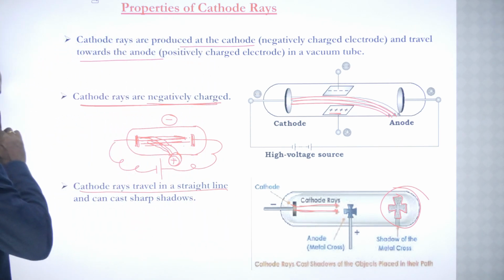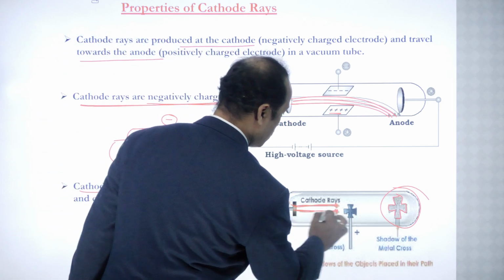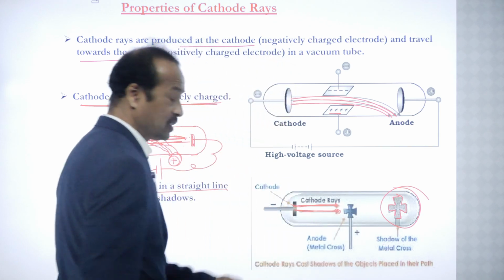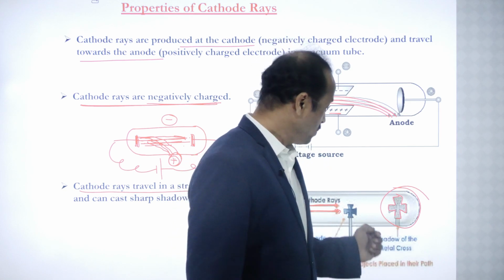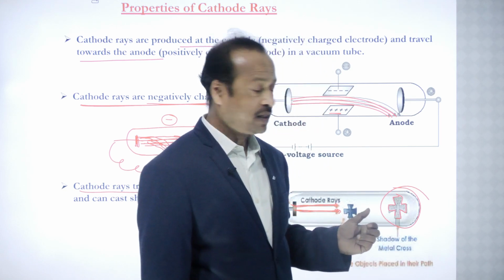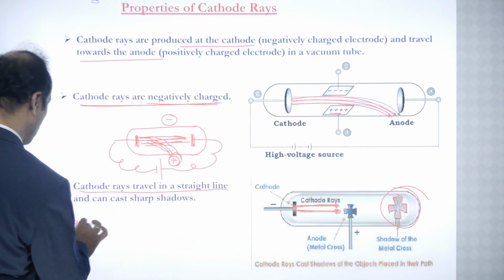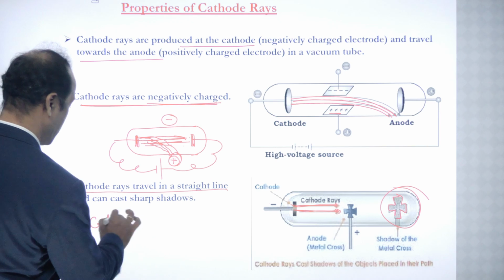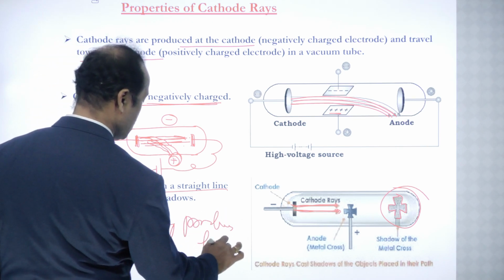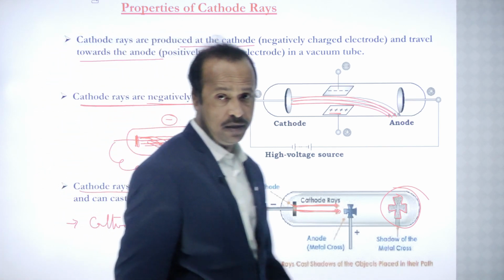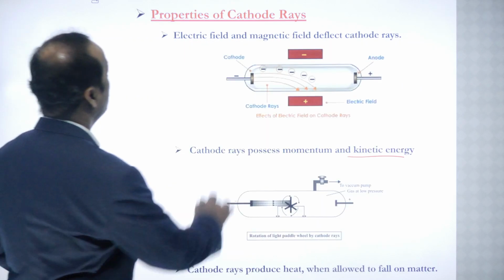And one more important thing is there. When these rays strike the metal cross for some time, and after some time you take it out, the metal cross becomes hot. The meaning is that cathode rays produce heat. This is also one of the important points you need to remember, right? Then come to the next property.